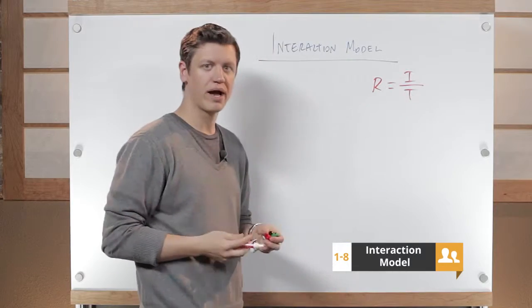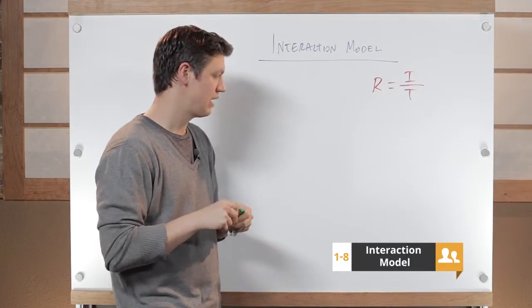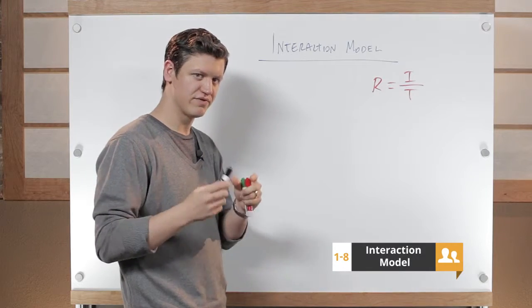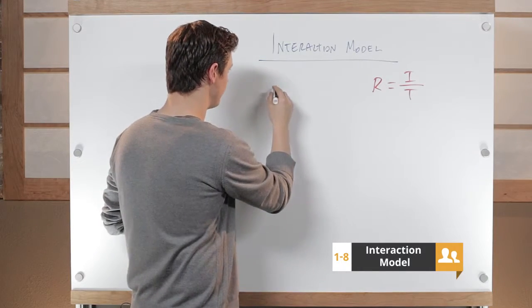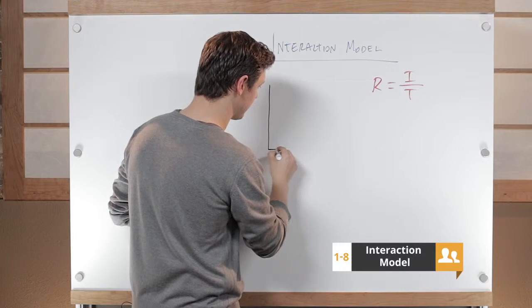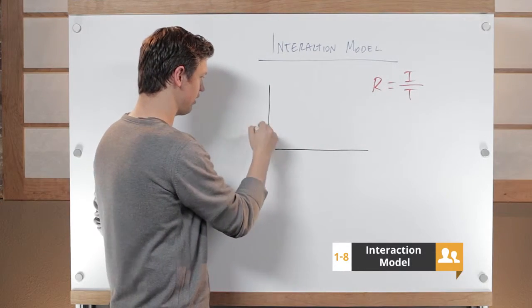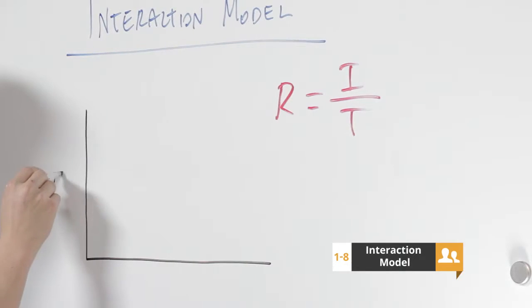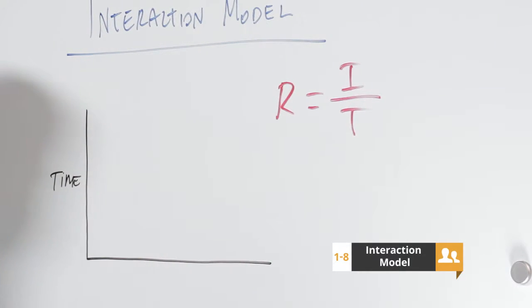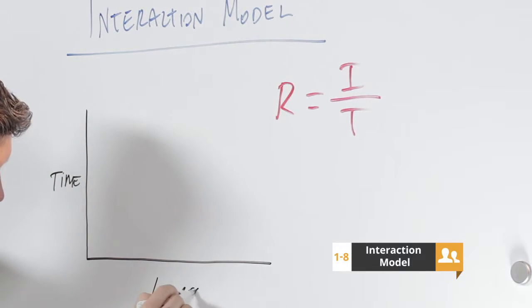So you want to have more interactions over a longer period of time. And what I want to do is give you a nice visual representation of that. So we've got here a normal kind of XY axis. And what you have on your vertical or Y axis is time. And on your X axis, you've got your interactions.